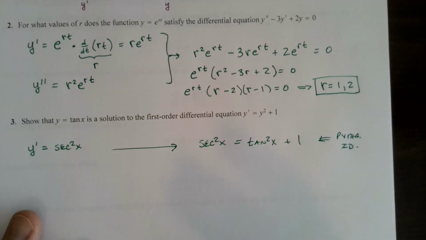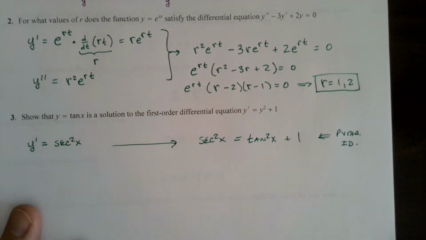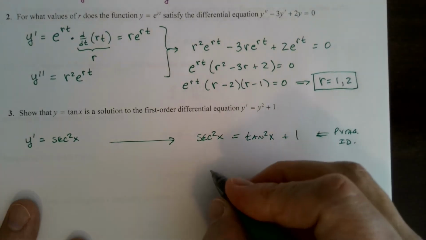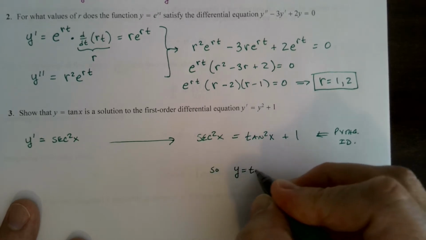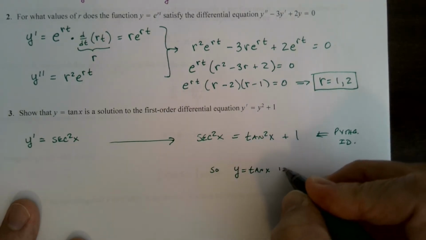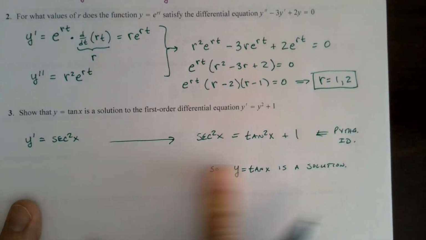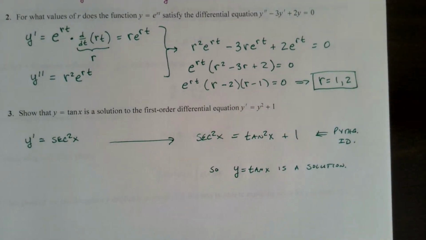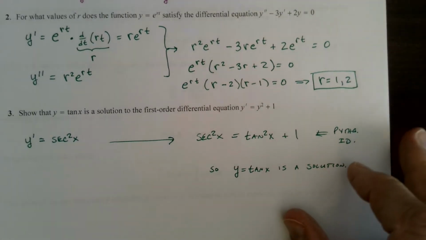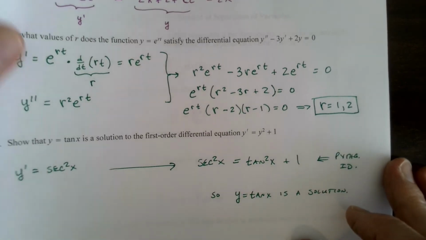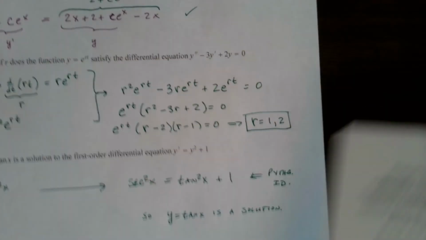That comes from sine squared x plus cosine squared x is 1. Similarly, we have this relationship between tangent and secant. And so y equals tangent x is a solution. So sometimes we're using trig identities to help verify that indeed we have an identity. Okay, so again, we can plug in and check in various ways, and you should practice that with the problems in the homework.